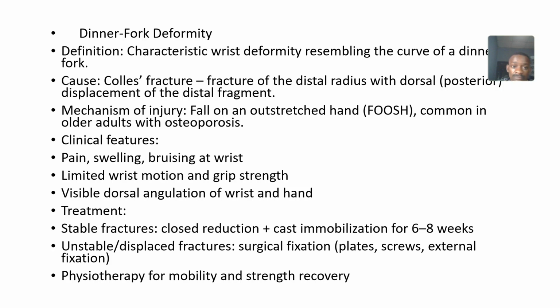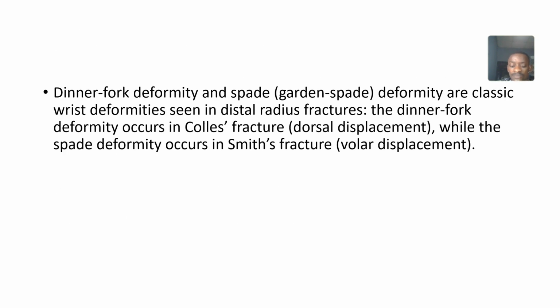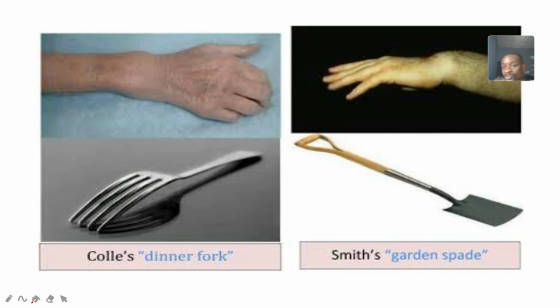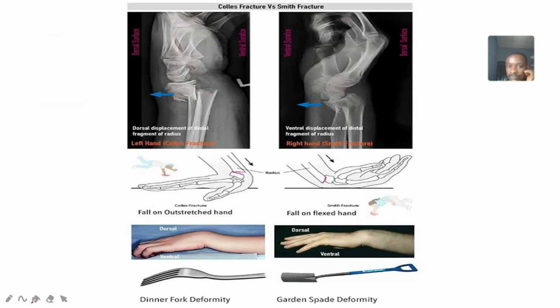So let's discuss. Dinner fork deformity is a characteristic wrist deformity, where your hand resembles the shape of a dinner fork. You can see it: dinner fork deformity, garden spade deformity.